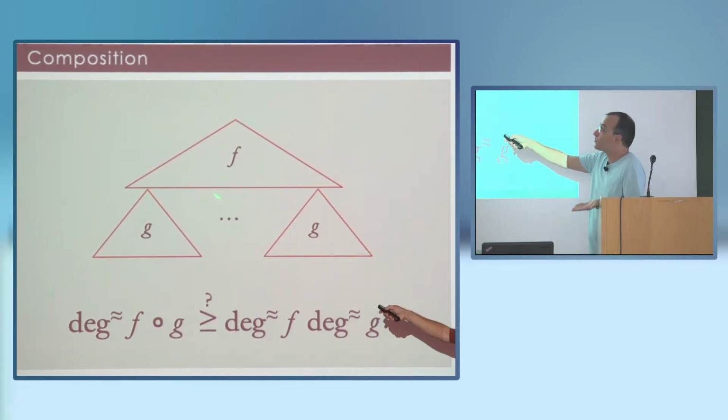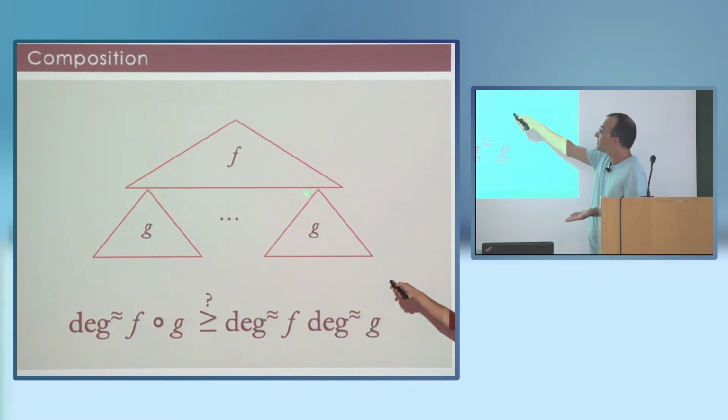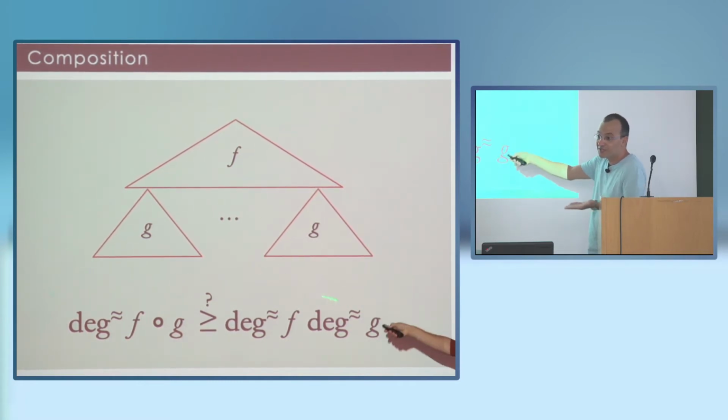And you can say, well, it's clear what to do, right? I take a bit here, I share it under f, then I get these shares, I share each one of them under g, and I get the shares at the bottom. So why is this not a proof of the conjecture? Why doesn't it automatically give us lower bounds on approximate degree? Any guesses?